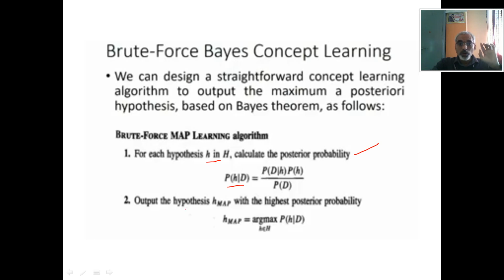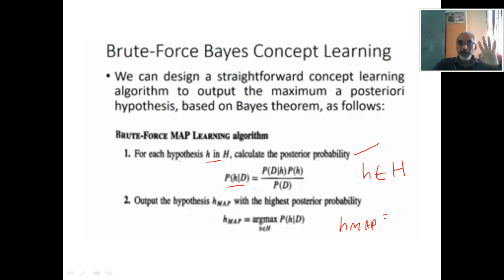The second step, output H MAP. You are going to calculate this posterior probability for all hypotheses belonging to your set of all hypotheses, capital H. You will have many hypotheses in our set of all hypotheses. For each hypothesis, like H1, H2, H3, up to Hn, you calculate the posterior probability. Then output H MAP, the maximum a posteriori hypothesis. So what is the equation to find H MAP? You have to find the maximum.